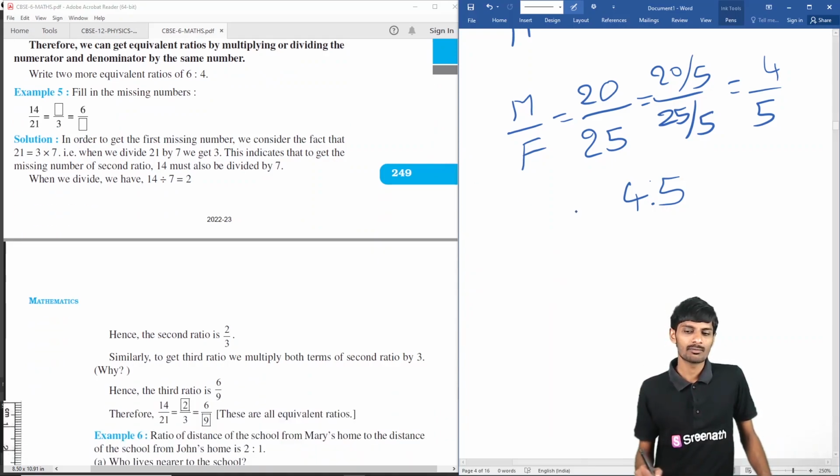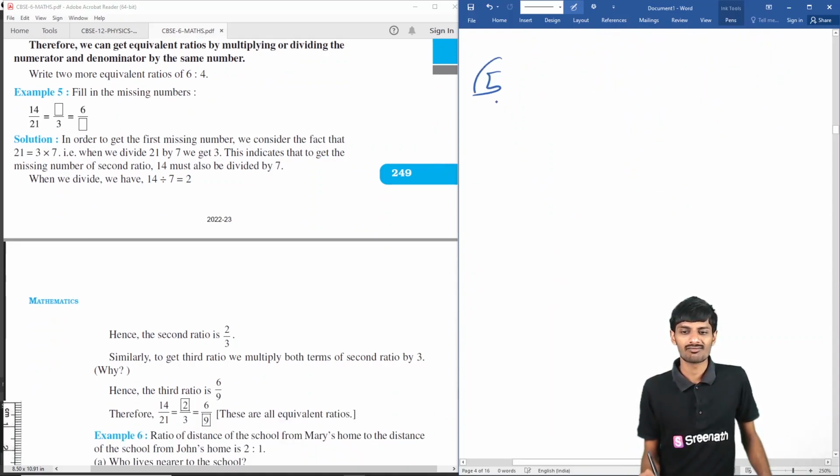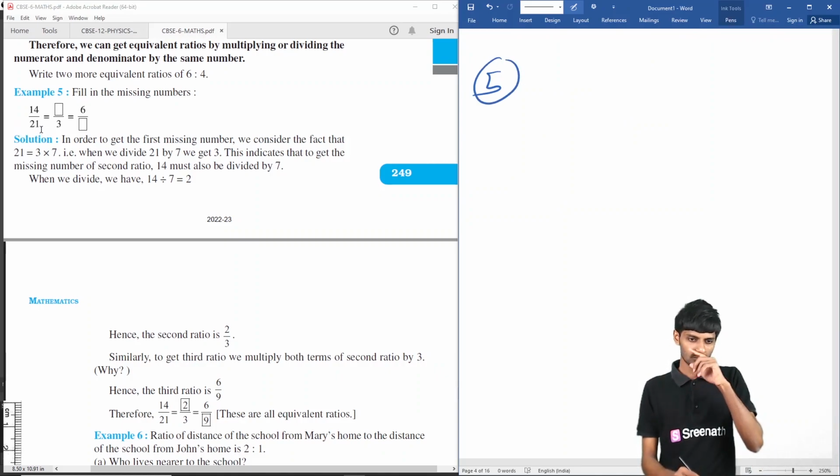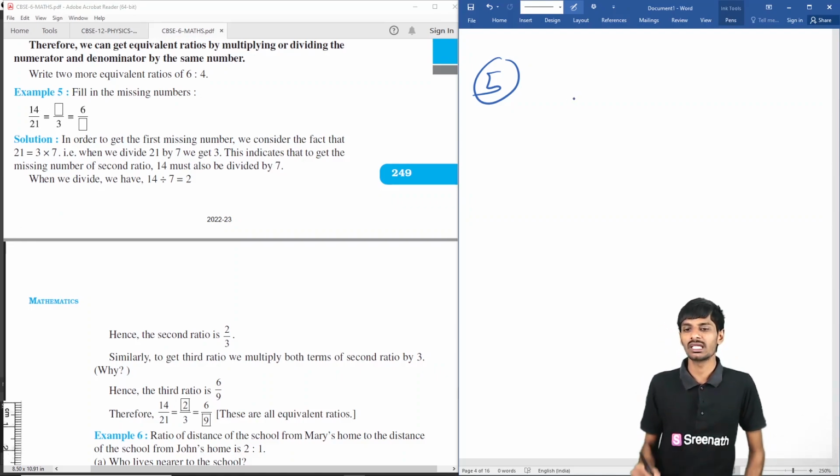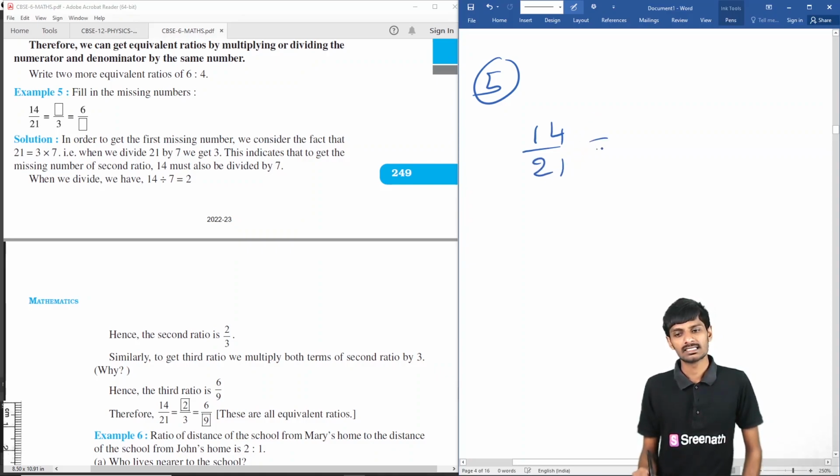So here there is an example and what we have to do, it is somewhat tricky, students. Fill in the missing numbers. There are 3 ratios given and the 3 ratios are equal. So first ratio is 14 by 21 and it is equal to something unknown by 3 and it is equal to 6 by something unknown.